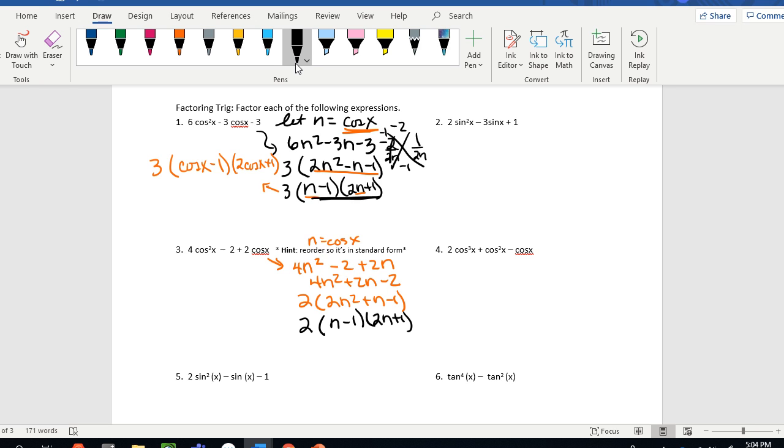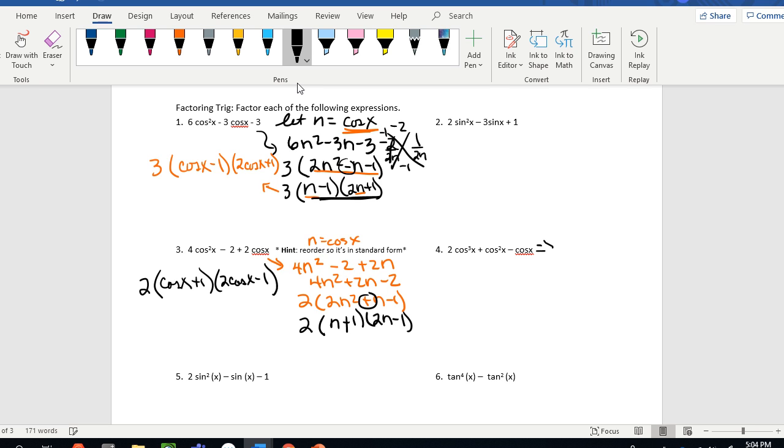Oh, you know what? This is a plus. That's a minus. So I have to swap my signs. That's a plus. This is a minus. Doggone it, I was trying to steal those answers. Minus 1. Okay, so this will end up giving me 2 times cosine x plus 1 times 2 cosine x minus 1. Done.